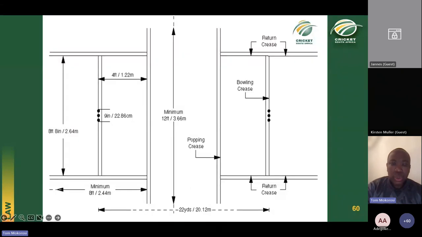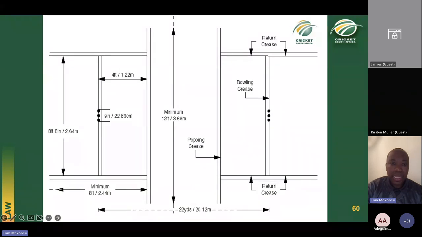So coming back to our three creases, let's revise the names as well as the measurements. Our return creases are on the sides and are a minimum length of 2.44 meters. Our popping crease is also a minimum length of 3.66 meters. And the distance between the bowling crease and the popping crease, which I call the no ball measurement, is 1.22 meters.